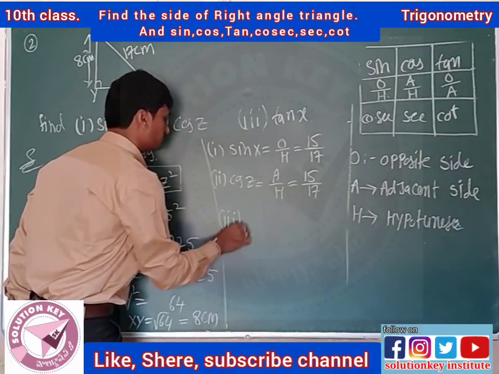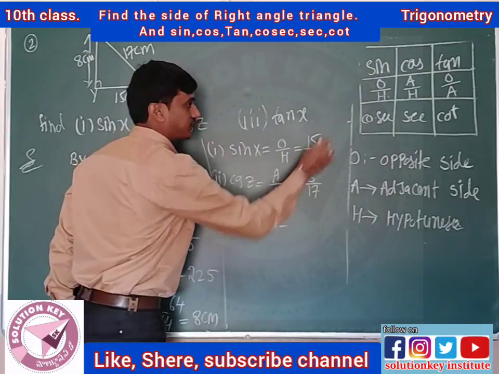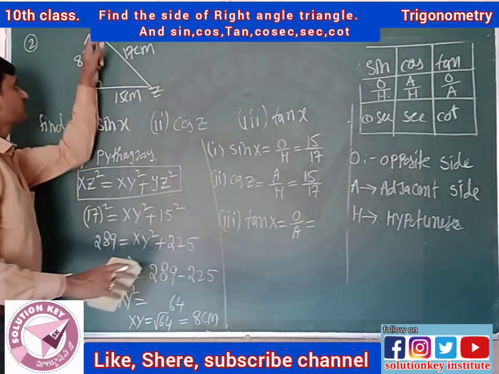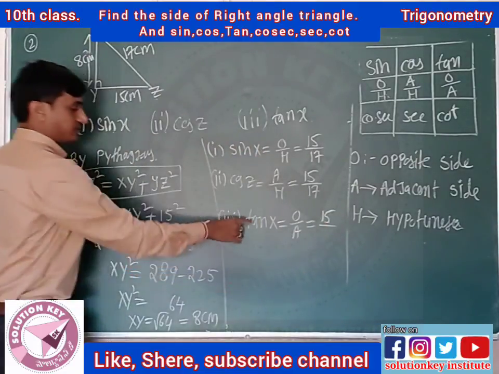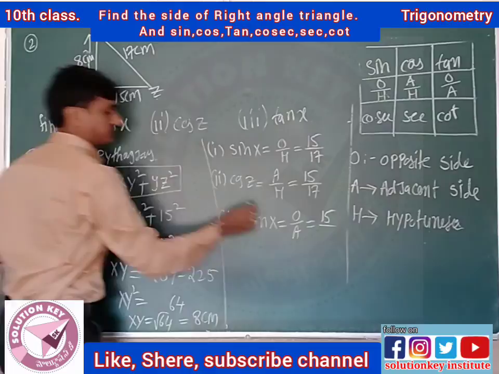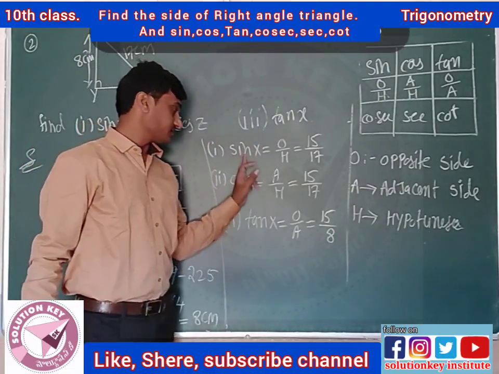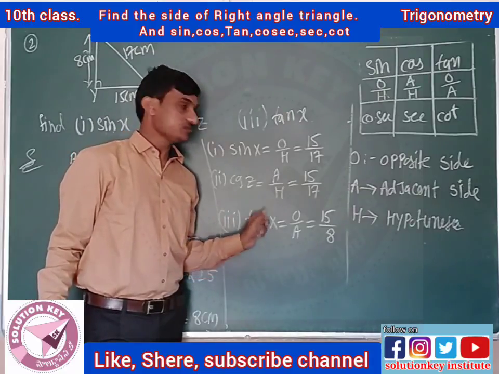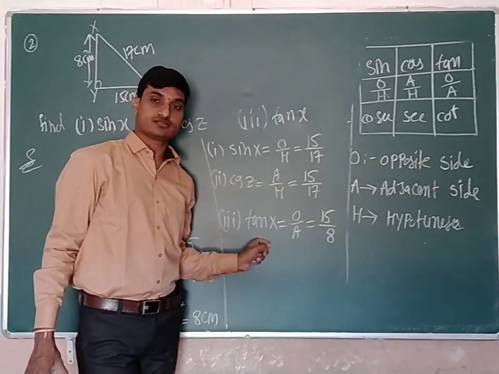Third one, tan X. Tan X formula is opposite by adjacent. X opposite is 15, and X adjacent is 8. So tan X. Is it clear?